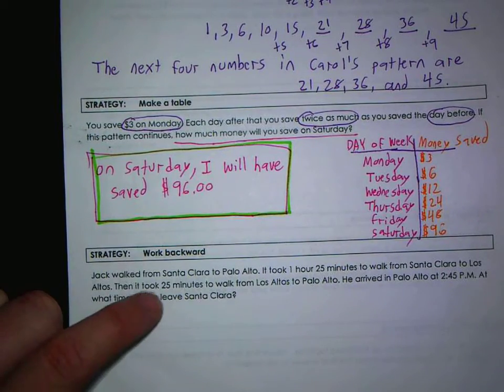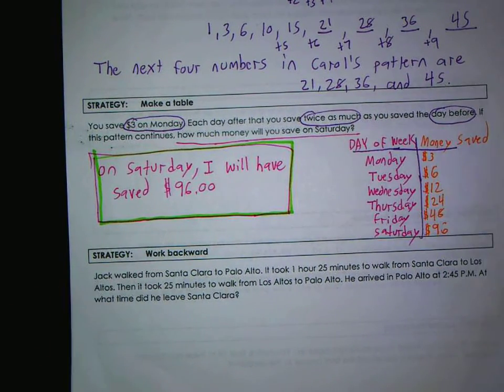So we have Jack, and there's a lot of stuff in here to read. I'm just going to read it first. Jack walked from Santa Clara to Palo Alto. It took 1 hour, 25 minutes to walk from Santa Clara to Los Altos. Then it took 25 minutes to walk from Los Altos to Palo Alto. He arrived in Palo Alto at 2:45 p.m. At what time did he leave Santa Clara?